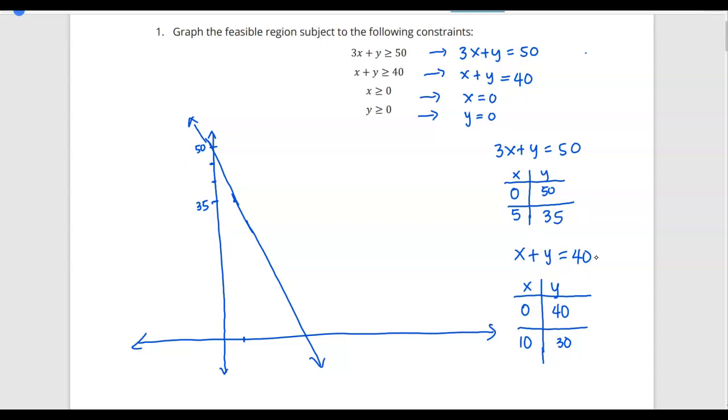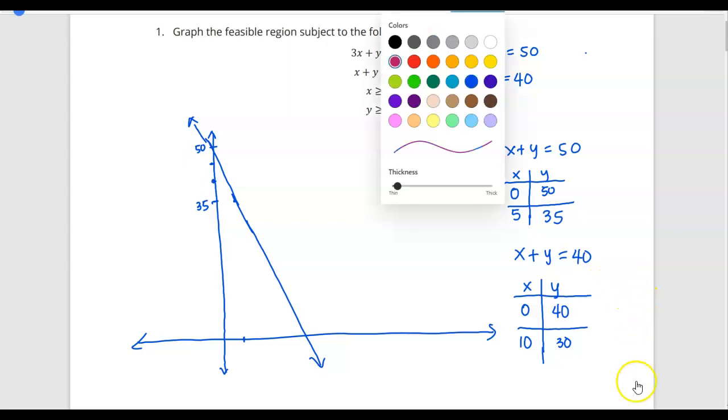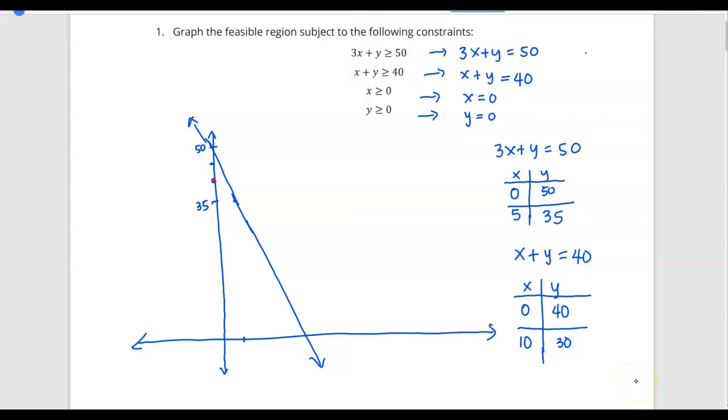So when x is 0, y is 40. So this is 40. I'll choose a different colored pen. So this is 40. And then the other point, when x is equal to 10, y is 30. So this one is, for instance, 30.